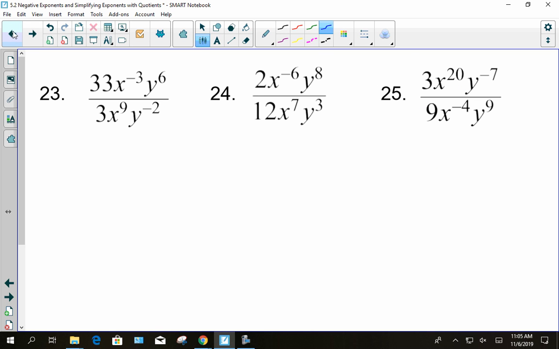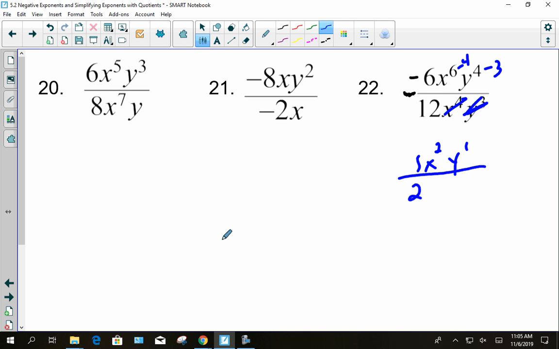So now let's go back. Look here. Look at number 23. I'm going to bring small to big, so that means -2 is going to come up to the 6. When the -2 comes up, what does it become? +2. The -3 is going to go down. It becomes +3. 33 divided by 3 is 11. So I have y to the 8th on top over x to the 12th on bottom. So be careful of negative exponents. They change signs.